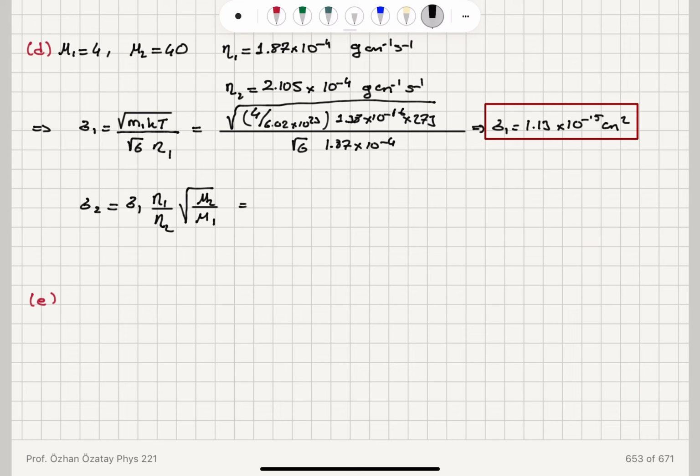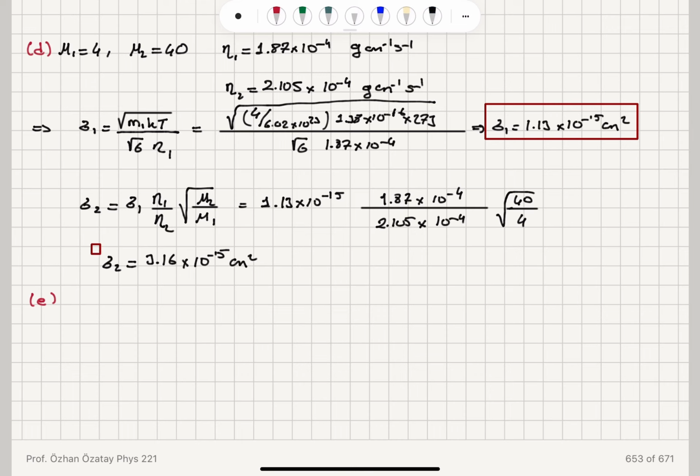So this is the sigma 1 value, 1.13 times 10 to minus 15, multiplied with eta 1 over eta 2, 1.87 times 10 to minus 4 divided by 2.105 times 10 to minus 4, square root of mu 2 over mu 1, 40 over 4. So we obtain sigma 2, 3.16 times 10 to minus 15 centimeter square.